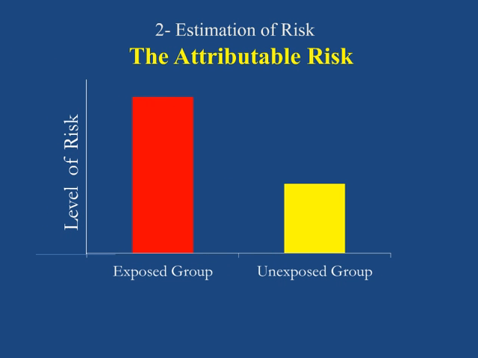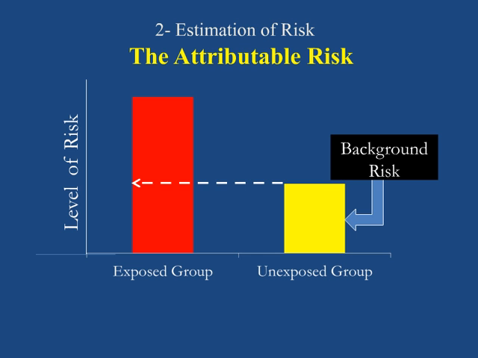Consider the non-exposed persons, the yellow bar. Although they are not exposed, they have some risk of the disease. But the risk of an unexposed person is at a much lower level than that of the exposed persons. That is, the risk of a disease is not zero for the unexposed persons. This risk is termed background risk.